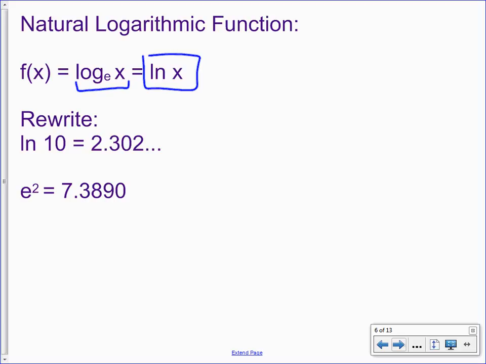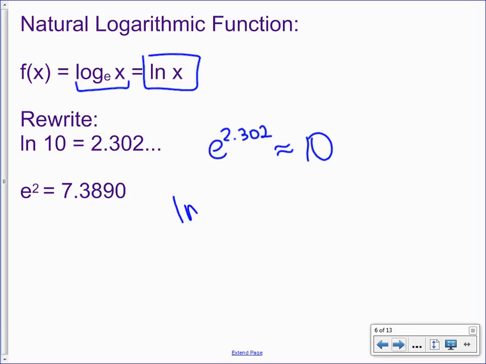All right, so let's rewrite this in exponential form. What's our base for our logarithm? e. So e to the 2.302, since it had to be approximated, is approximately 10. Right, log base e to the power equals 10. What about e squared equals approximately 7.3890? How do we rewrite that in logarithmic form?